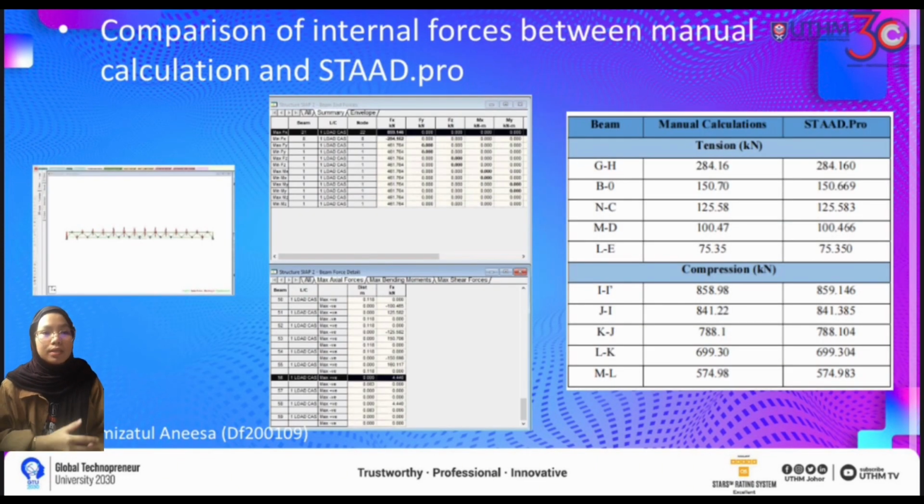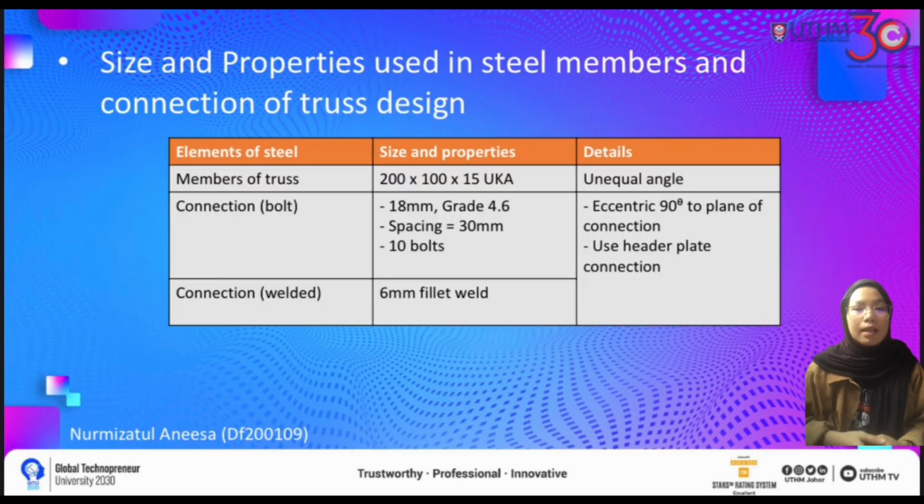Next, this is the comparison of internal forces between our manual calculation and STAAD Pro. By using both methods, we get identical values as shown in the table for the 5 critical members that we selected. Lastly, after doing all the calculations for the design resistance in compression and tension, buckling resistance, and also the connection design for bolted and welded, we get the size and properties that we need to use in these steel members and connections of the truss design in order to withstand the design load that has been calculated before.